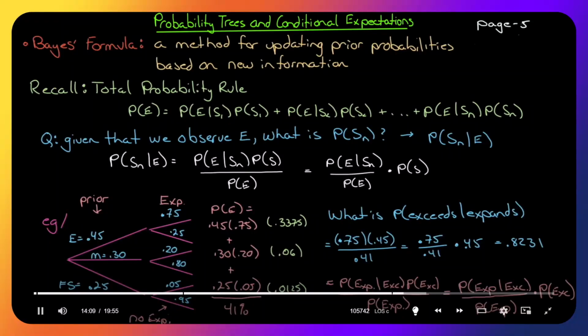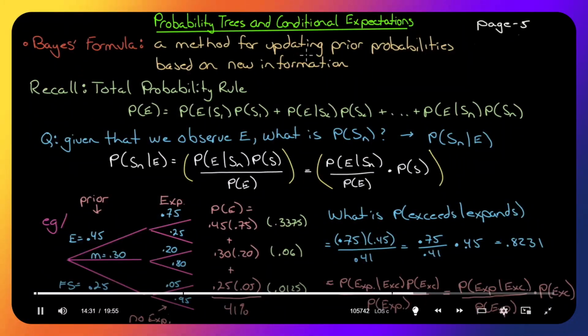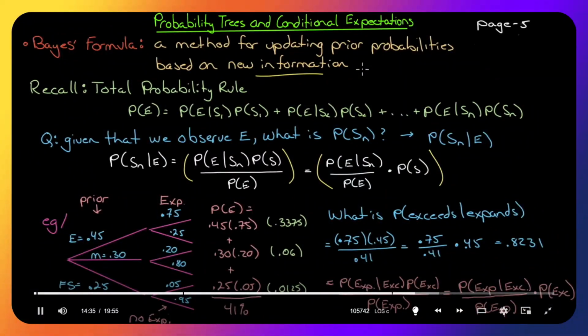I don't like this version of the formula that they provide. It is the same as this formula, except the probability of S is just broken out. I prefer a probability divided by a probability as opposed to a ratio multiplied by a probability, and I'll show you why it makes a lot more sense that way. Let's figure out what we're doing here. Bayes' formula, what is that? A method for updating prior probabilities based on new information.